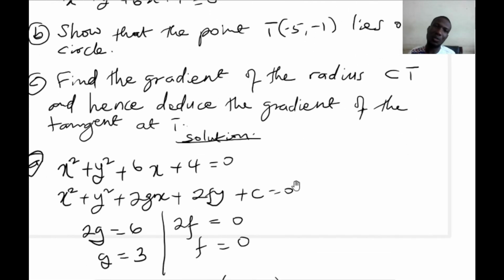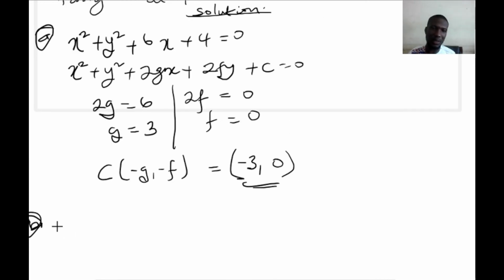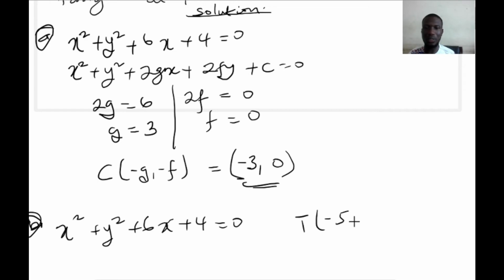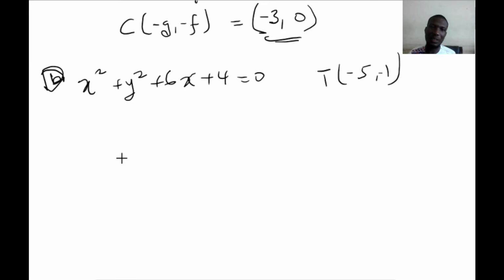So now we are going to the B, where we are going to show that the point with coordinate negative 5, negative 1 lies on the circle. Before that, let me just write my circle again and then write the coordinate of my point, negative 5, negative 1. I already have a full video on how to check if a point lies on a circle or not, so I'm not going to say much. The link I'm sharing with you right now.